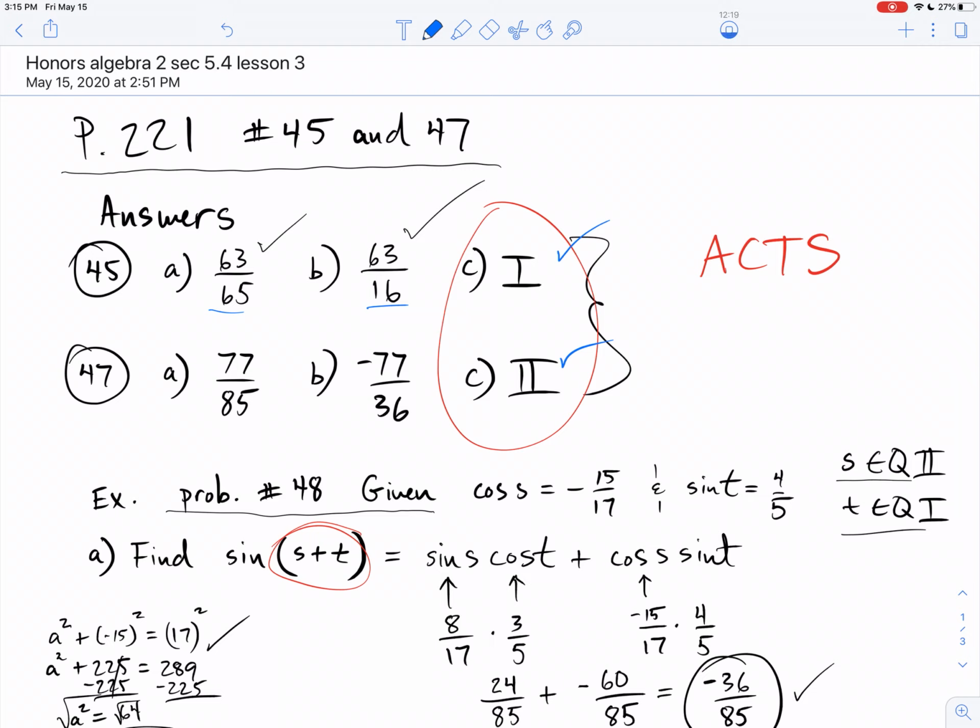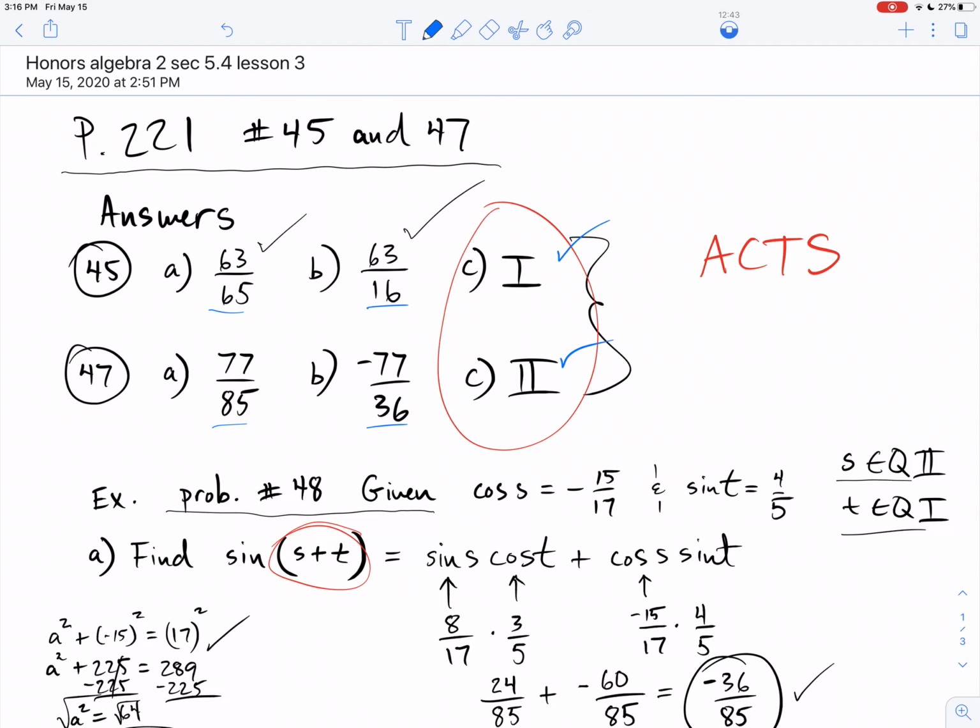And then for problem 47, look, that answer's positive, that one's negative. Where is sine positive and tangent not positive? That's in quadrant 2. So that's how they got that answer. I kind of give you the answer to that, but you'll probably forget while you're working. And when you work, come back and check and go, okay, I got it right.